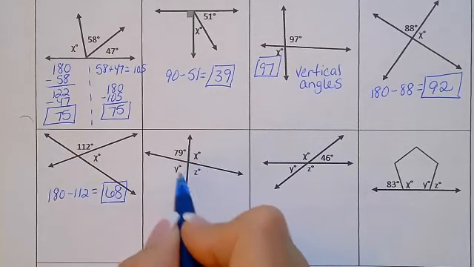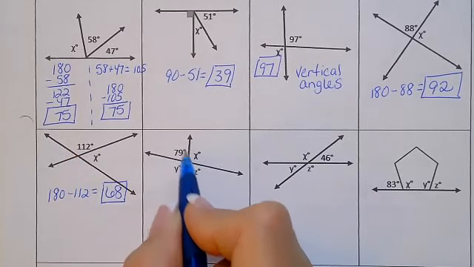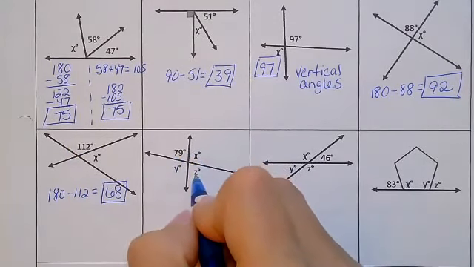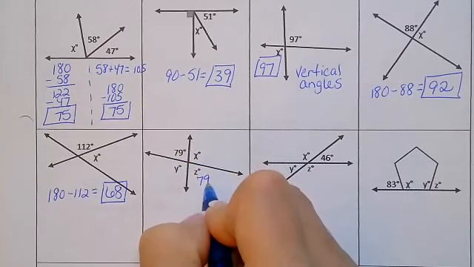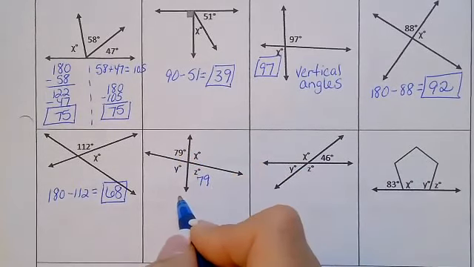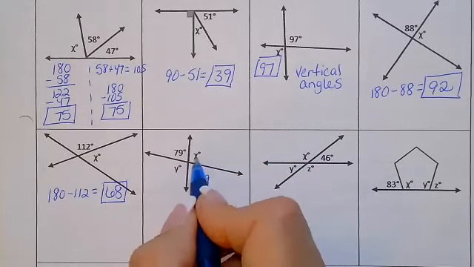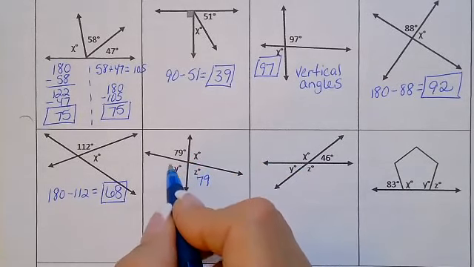Okay, I have four angles. So let's see, we know these are vertical angles, and vertical angles are congruent. So if this is 79 degrees, then this one is 79 degrees. Okay, so we know what our acute angles are. We need to figure out what these obtuse angles are.